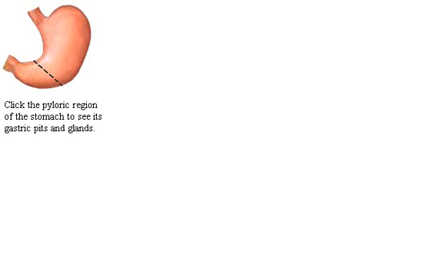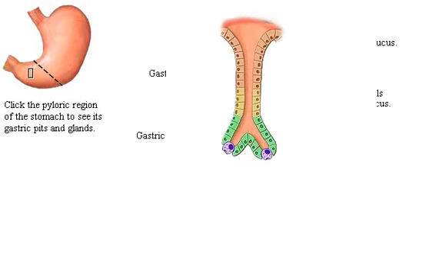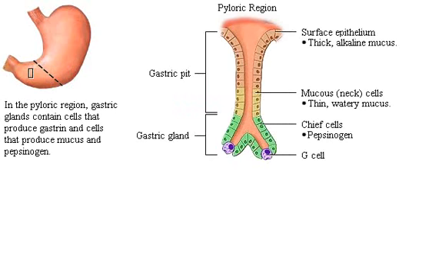Click the pyloric region of the stomach to see its gastric pits and glands. In the pyloric region, gastric glands contain cells that produce gastrin and cells that produce mucus and pepsinogen. Click a G cell to see its secretion. G cells secrete the hormone gastrin.